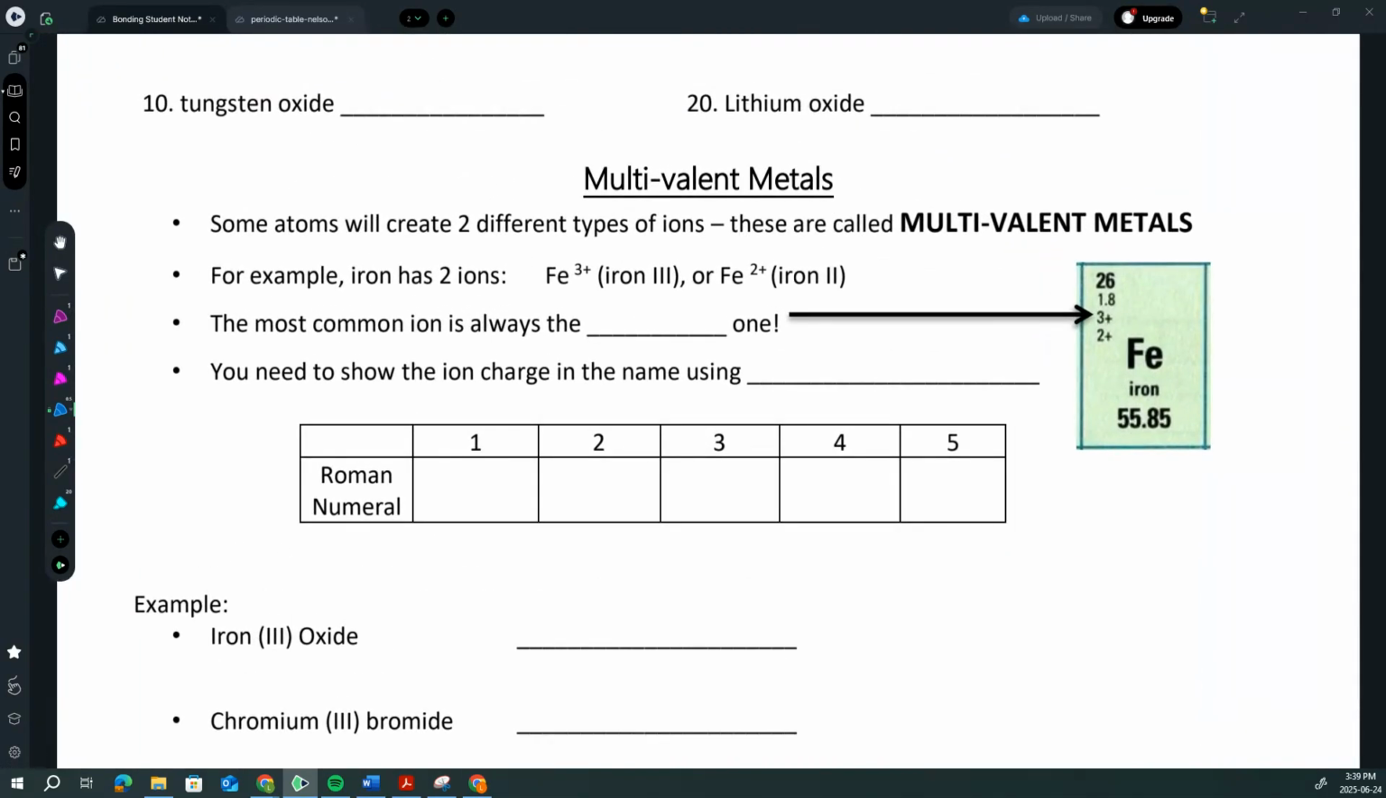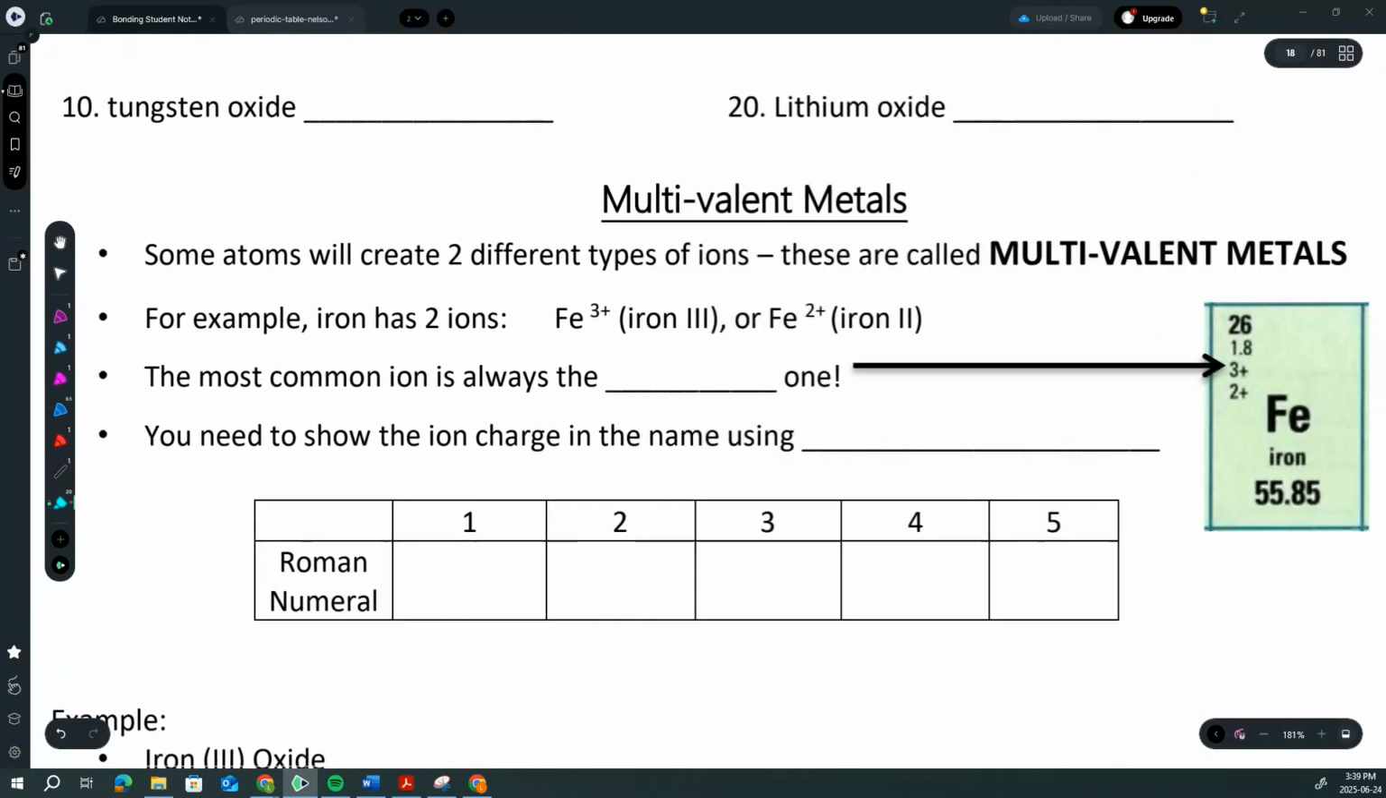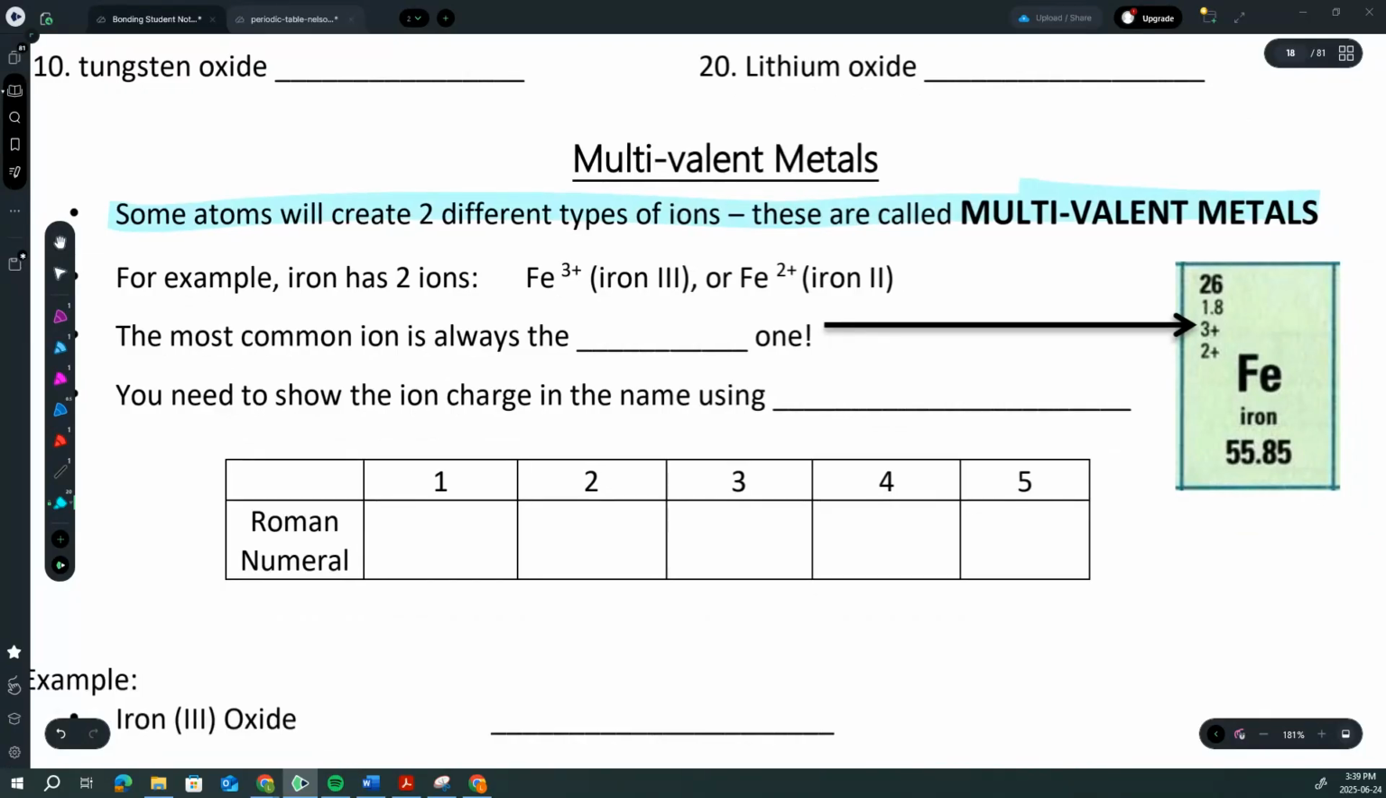Moving on to multivalent metals. What multivalent metals are is just metals that have more than one possible charge. For example, iron has 2 possible charges, or 2 ions. There's iron 3+ and iron 2+.